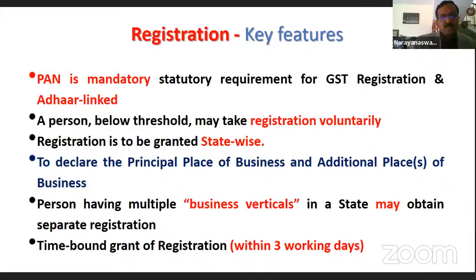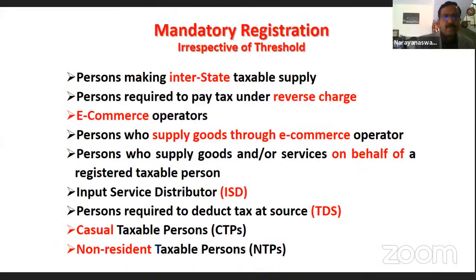Of course, the trade and the business are very complicated, and there are specialized wings or verticals under each companies. So they can also take separate registration for each vertical. Then this registration has been made 100% online, and it is automatically issued within 3 days unless the officers have some objection to the registration. I was mentioning about certain people who are not eligible for threshold exemption. This has been listed out here.